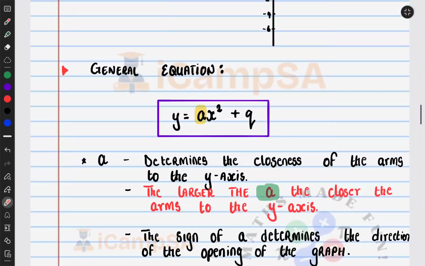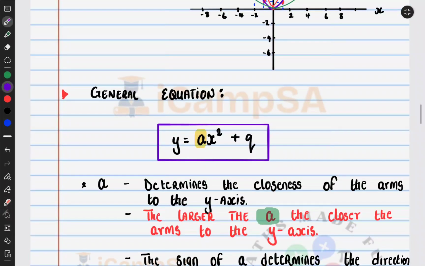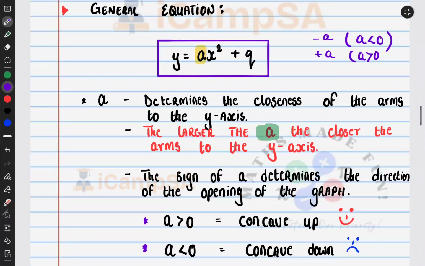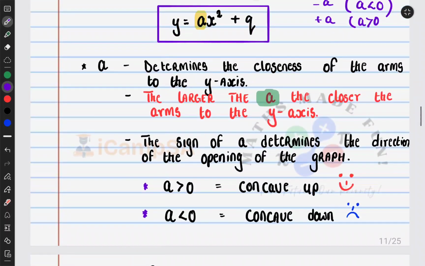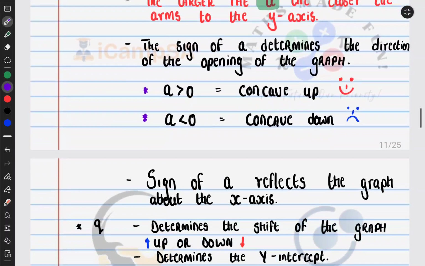And also the sign of a can be altered, so we can have a negative a or a positive a, or we can just represent it as a being less than 0 and a being greater than 0, so that also changes or alters our function. The sign of a determines the direction of the opening of the graph. If you remember, with a in the linear functions, it reflected the function about the x-axis. So this is basically the same thing once again.